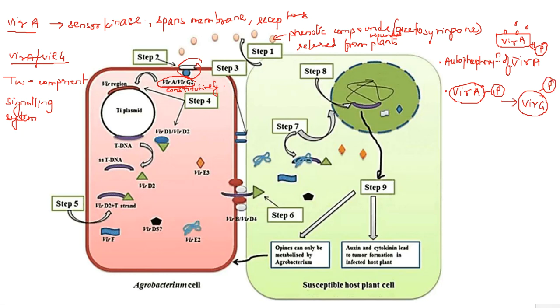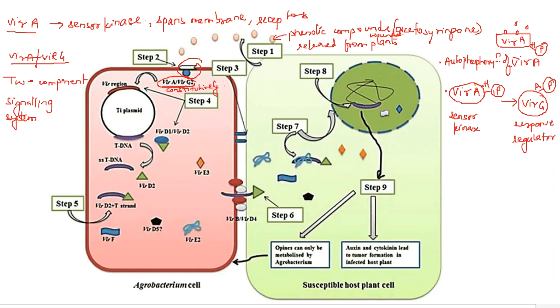And this vir-G gene has the aspartate residue. So the histidine residue was phosphorylated in the case of vir-A, and in the case of vir-G, the aspartate residue will be phosphorylated. This is the sensor kinase, and this is the response regulator. As you know, in a two component signaling pathway, there is one which is the sensor kinase and another which is the response regulator.